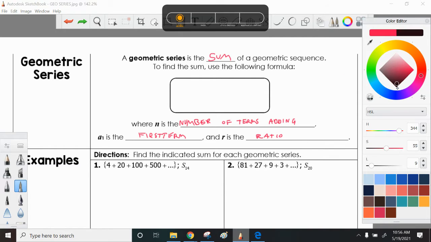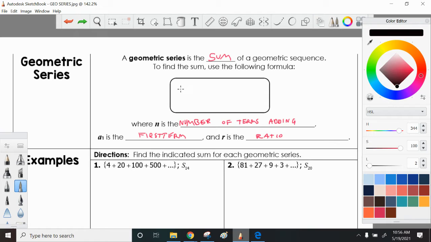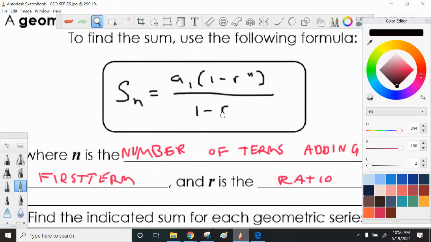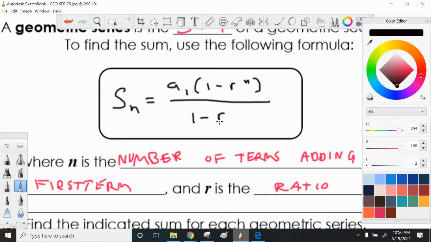Now, the formula here is going to look more complicated. Sn is equal to the fraction of a1 times 1 minus r to the power of n over 1 minus r. It's definitely going to look more complicated. As you see it, you're like, okay, it's a fraction. We got r's, we got n's, we got a's.